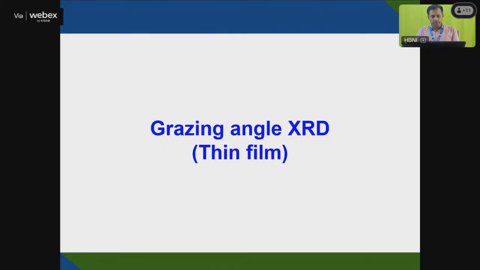So that was a little introduction to single crystal XRD. Now, if you have a thin film sample, like you have a substrate, for example a silicon substrate.